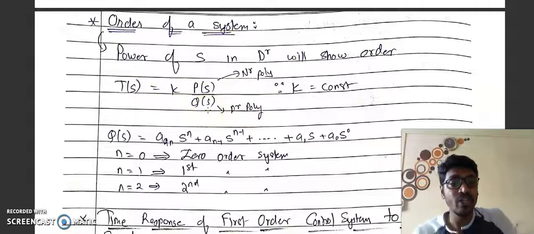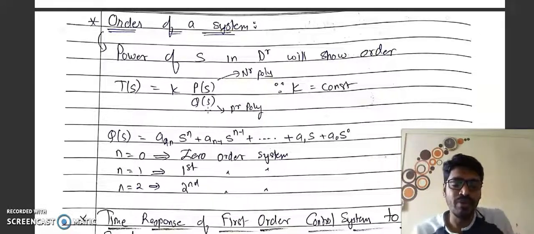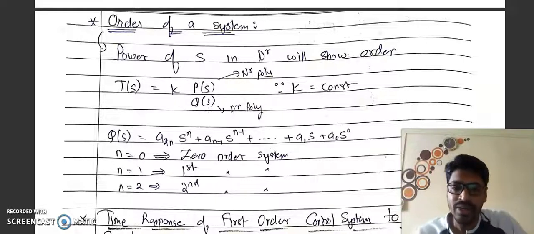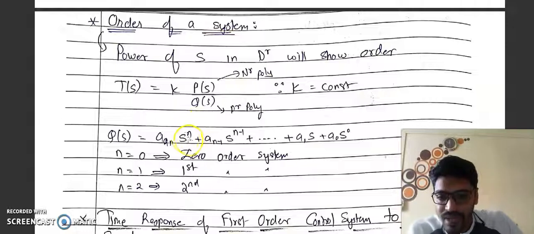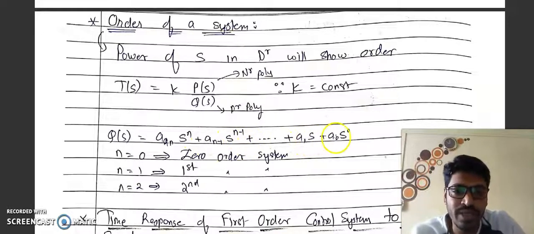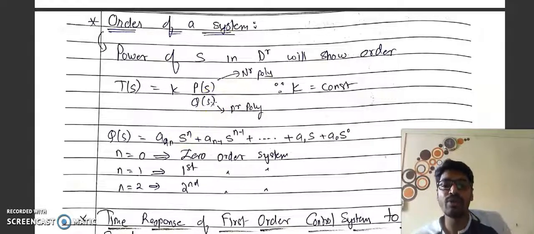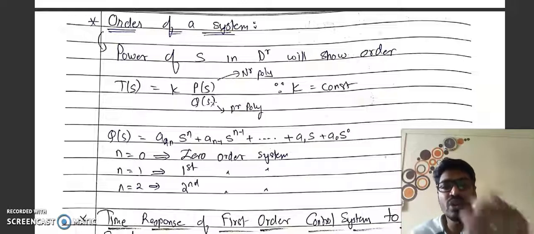Now, what is the degree of the denominator polynomial? It is nothing but the highest power of s, the highest term in the denominator polynomial. Let us say the denominator polynomial is defined as Q of s equals a_n s raised to n plus a_(n-1) s raised to n minus 1 plus dot dot dot a1 s raised to 1 plus a0 s raised to 0. If n is a positive integer which is the greatest power of s, so obviously it is s raised to n. So we have to observe the denominator polynomial, and the highest degree of s in the denominator polynomial, that is your order of the system, right?